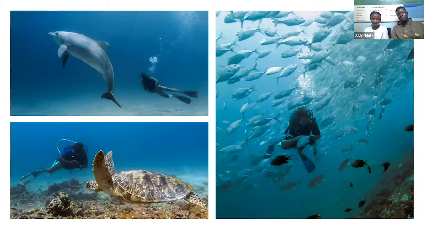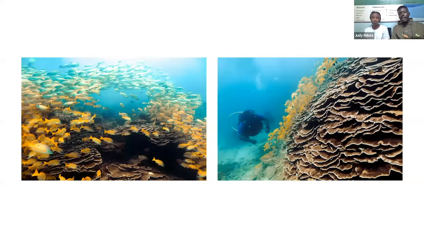Here are more pictures displaying the biodiversity. Once again, these pictures are taken within the Wasini Channel where we're located. So we have a marine mammal here, we have a reptile, a turtle here, we have a large shoal of fish here, and the biodiversity just goes on and on.